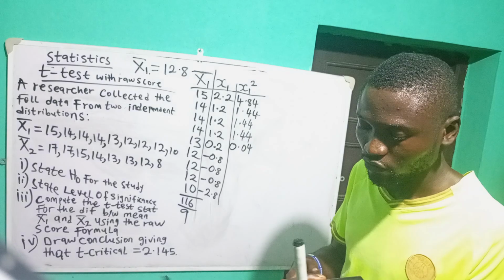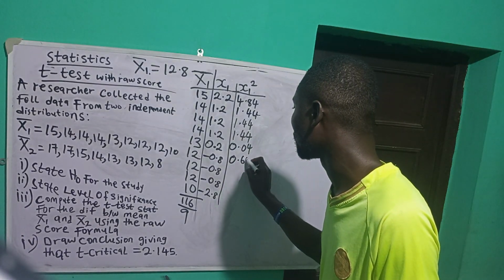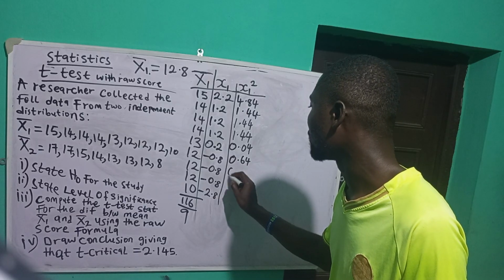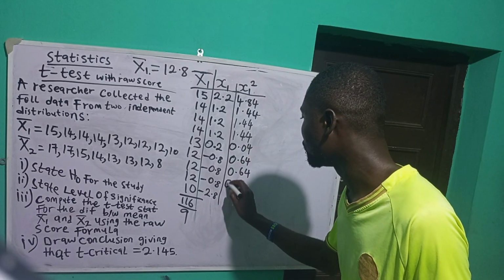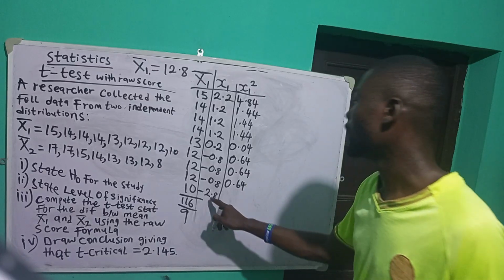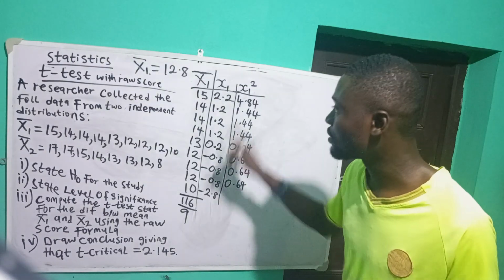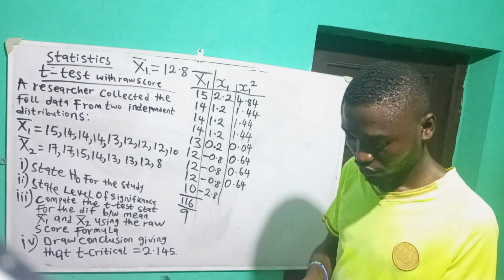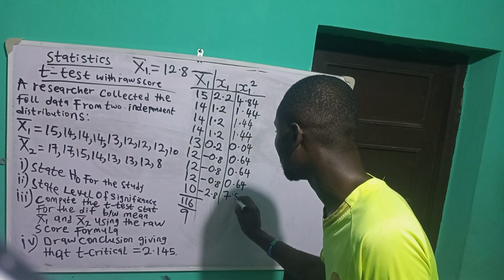0.8 raised to the power of 2 is 0.64. 0.8 raised to the power of 2 is still 0.64. Then 2.8, neglect the negative sign, disregard it. So 2.8 raised to the power of 2 is what? It will give you 7.84.